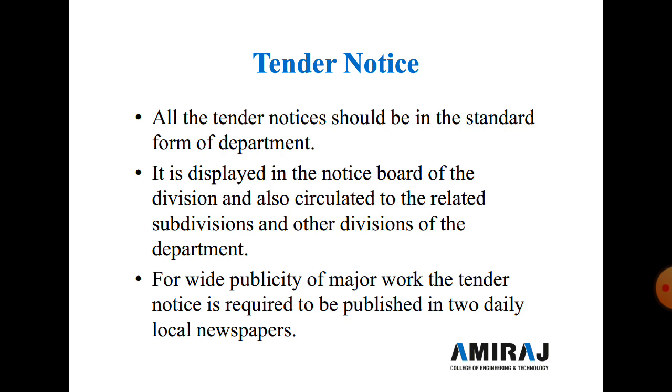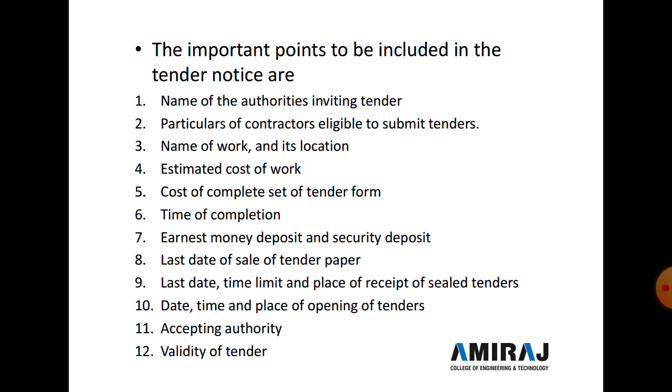Some of the important points included in a tender notice are: name of the authority inviting the tender, particulars of contractors eligible to submit the tender, third, the name of the work and its location, fourth, the estimated cost of the work, fifth, the cost of the complete set of tender forms, sixth, the time of completion, meaning a time limit is given, like after 3 years you complete your project. Seventh, EMD or SD is given.